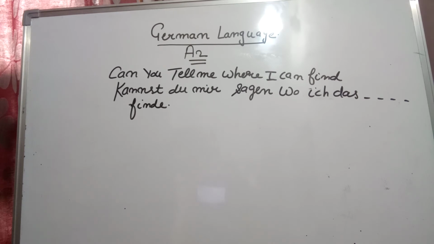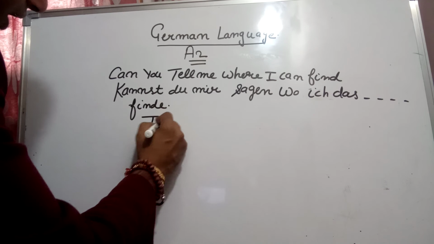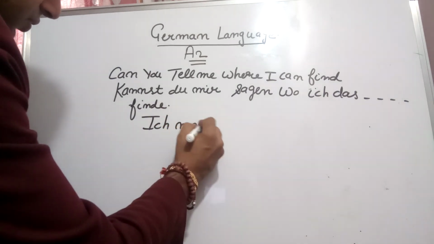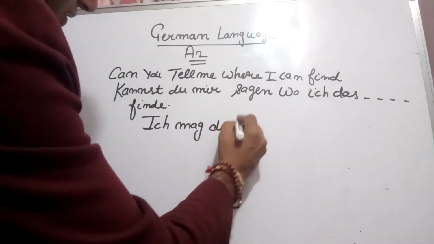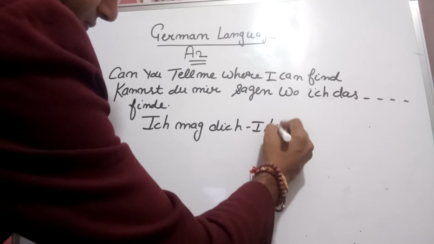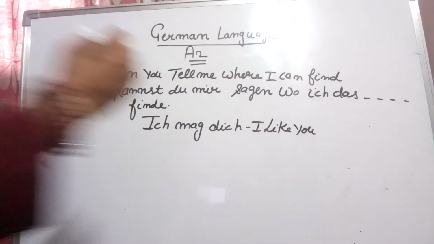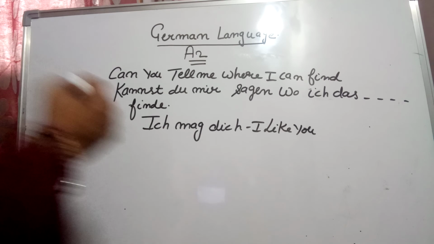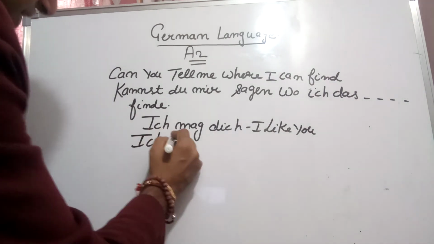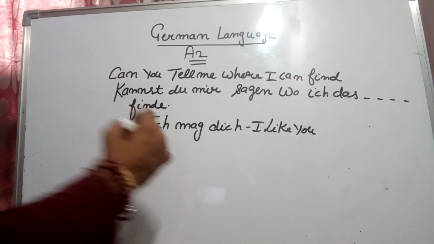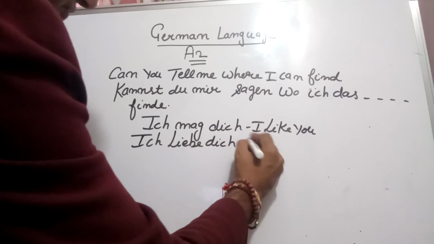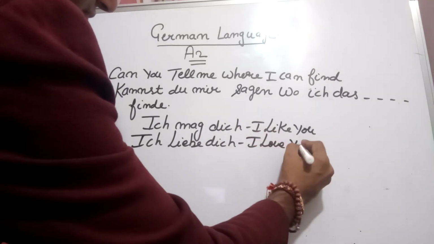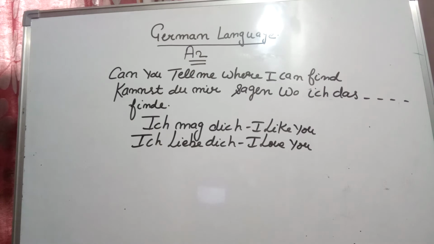Kannst du mir sagen, wo ich das finde? Sagen is to say. Is it clear? Sagen is to say, okay, wo ich das finde? So if I'm saying, can you tell me where I can find this? So speak up: Kannst du mir sagen, wo ich das finde?